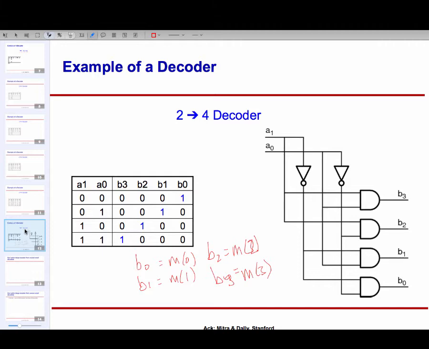Now, one strategy: let's say I gave you a 5 to 32 decoder, and you don't have a 4 to 16 decoder. I can always use the 5 to 32 as a 4 to 16. How would you do that? So let's say I give you a decoder which goes from 5 bits to 32 bits, but I actually needed a 4 to 16.